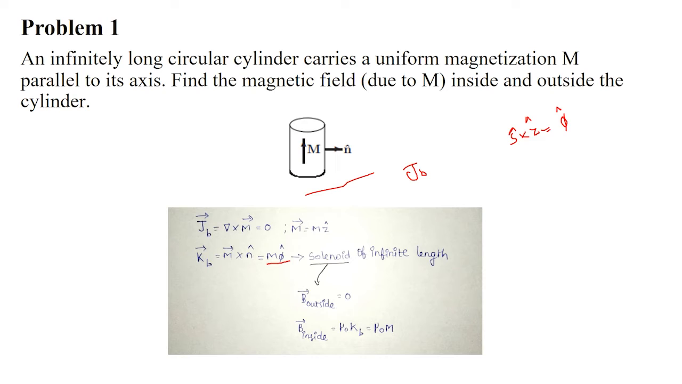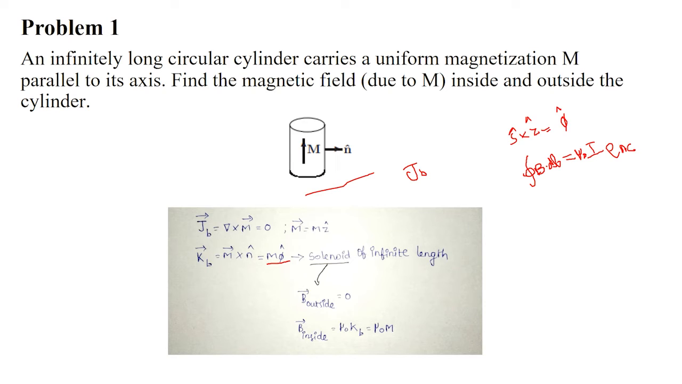And for the field inside, we have to use the closed integral B dot dl equal to mu naught I enclosed. We have to use this, and by using this, I means the total current.